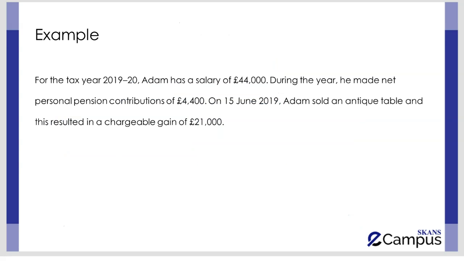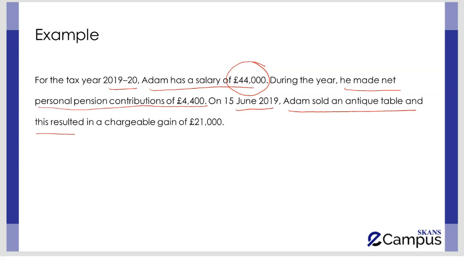Let's take an example. For instance, for the tax year 19/20, Adam has a salary of £44,000. Keep one thing in mind, that salary belongs to income tax computation, and during the year he has made net personal pension contributions of £4,400. As we have discussed before, the gross amount of personal pension contributions would increase the available amount of the basic rate band limit. On 15th June 2019, in the same tax year of 19/20, Adam sold an antique table, and this resulted in a chargeable gain of £21,000.